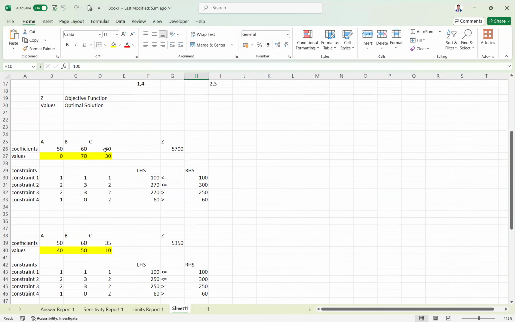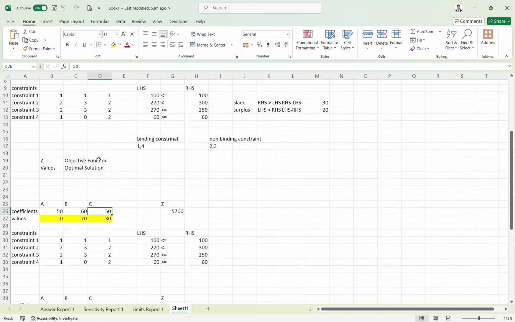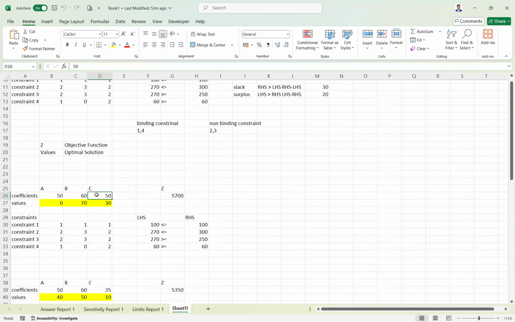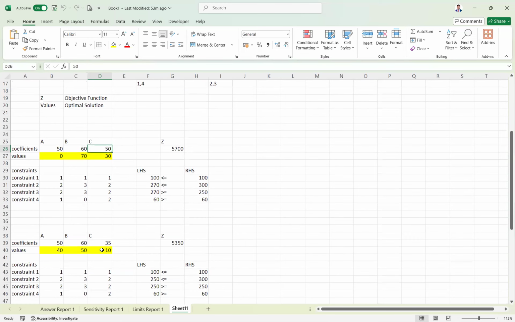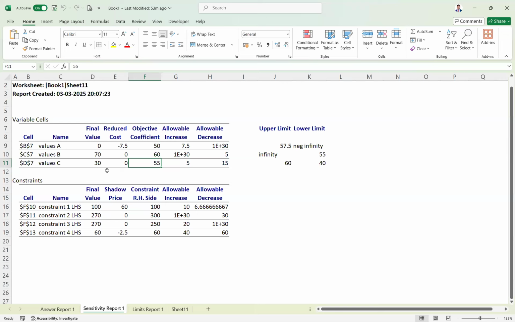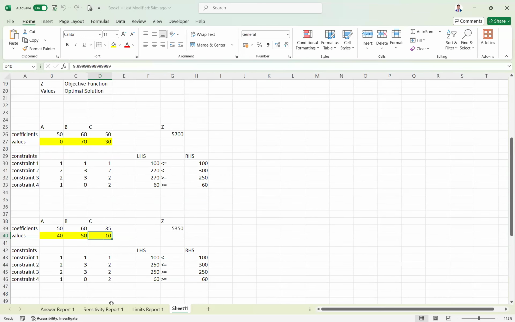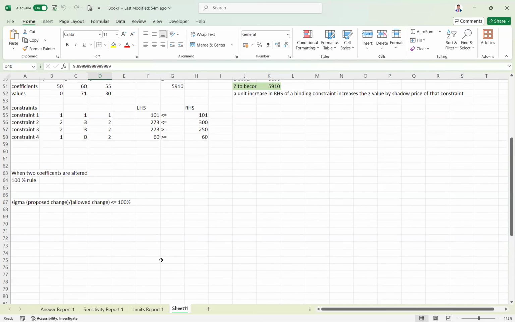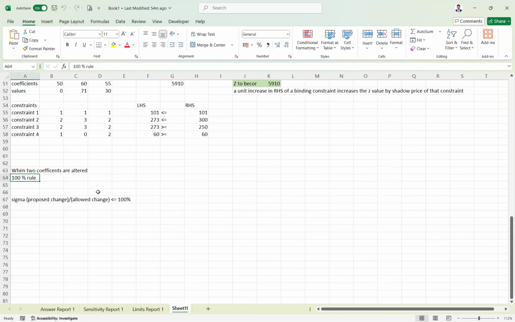So see, we have changed the values of C from 50 and 35. When it is within the range, the optimal solution did not change: 0, 70, 30. When it is beyond the range, the optimal solution has changed. Now the second part: here we have changed only one value, only for one variable. What happens if we change it for two variables? Then we have to use the 100% rule. That is where we stopped in the last video.